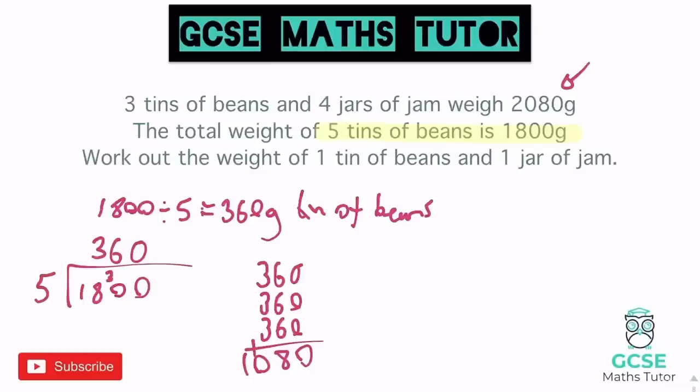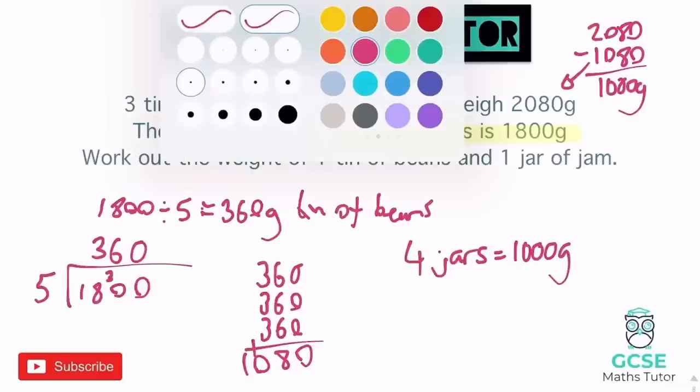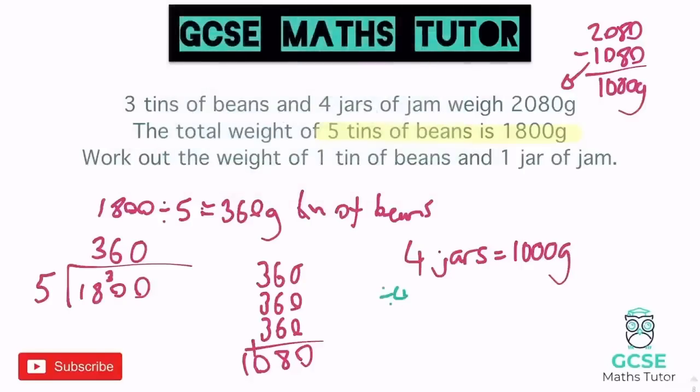So if we subtract that away from this original amount, so 2,080, take away 1,080, that leaves us with 1,000 grams. So those 4 jars of jam, so 4 jars equals 1,000 grams, and we want to know the weight of 1. So we can divide that by 4, and it gives us 1 jar equaling 250 grams. So there we go, 1 jar is 250, and 1 tin of beans was 360.